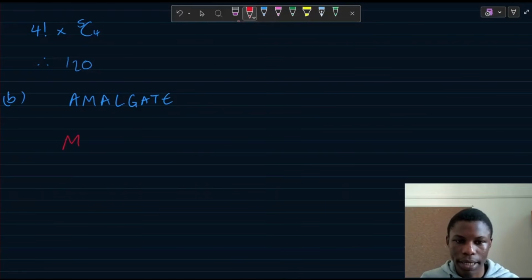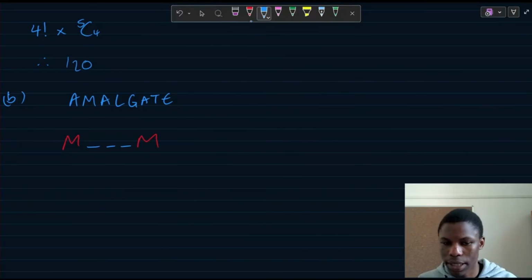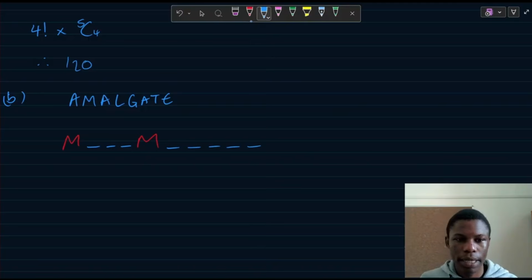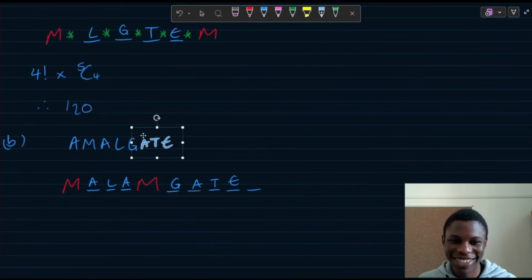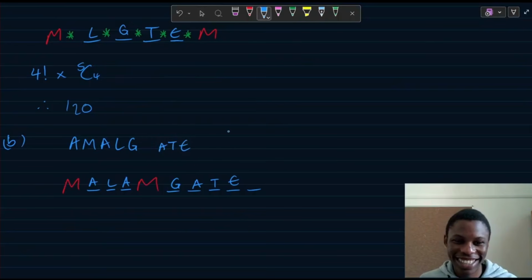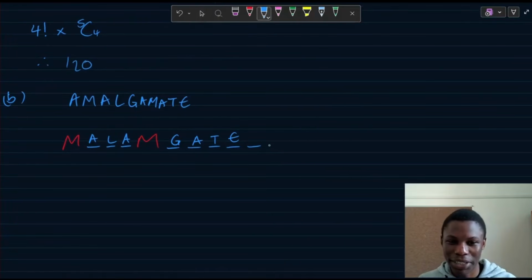So let's put an M here and an M here, and then I'm going to put 1, 2, 3 letters. That's 5, so I should have another 5: 1, 2, 3, 4, 5. Okay, so that could be A, L, A, G, A, T, E. I feel like I'm missing a letter. I spelled amalgate. Okay, amalgamate. All right, so there should be an extra A there.